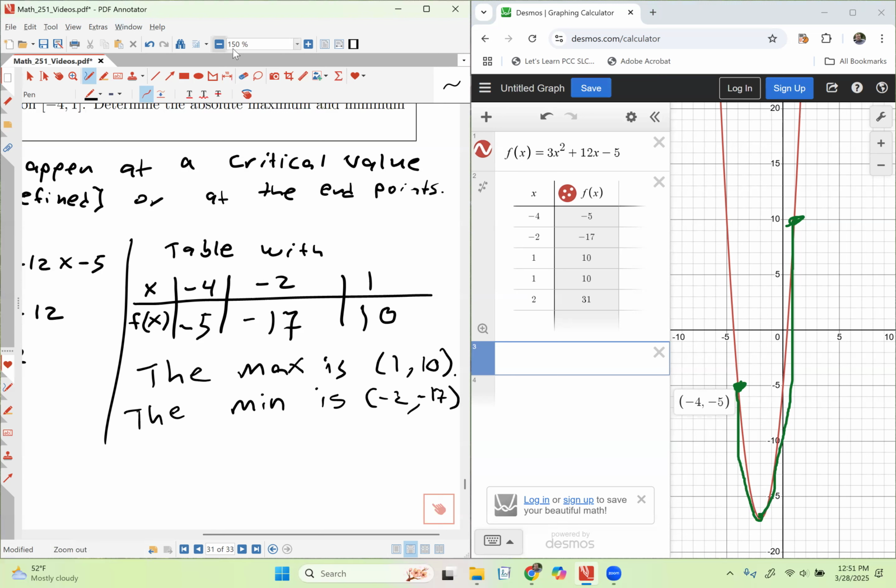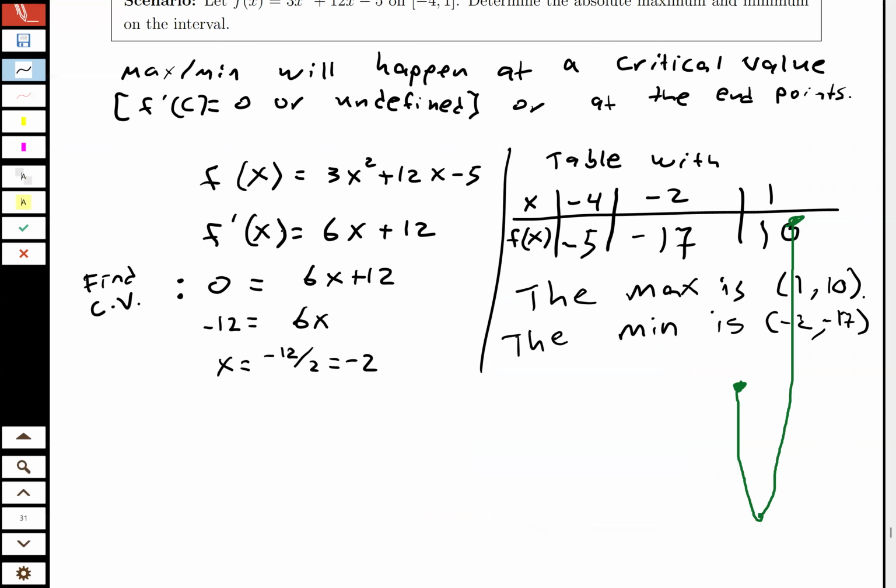So again, to find these absolute maximum and minimums on an interval, I'm going to check the endpoints. In this case, this right endpoint, this 1, 10, was my highest value. And I'm going to see if there's anything interesting happening between those endpoints. I find critical values to determine the numbers that I should be checking as potential maximums and minimums. Again, my max happened at a value of x equals 1. The maximum value was 10. The minimum happened at an x value of x equals negative 2, and the minimum value was negative 17. So derivatives can be used for finding maximums and mins.